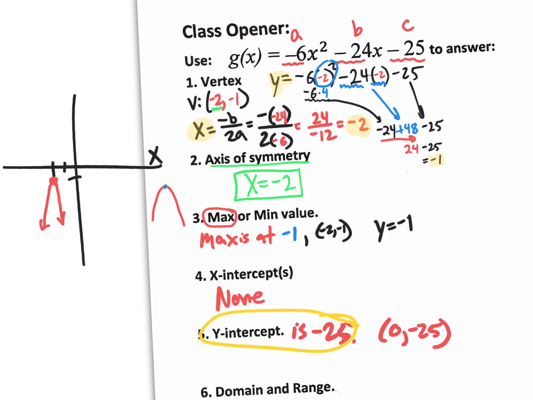Any one of those is totally fine. You can say the y-intercept is -25, or you could give the coordinate. Either one of those is fine. What that means is that this parabola will cross way down here somewhere at -25 on the y-axis.